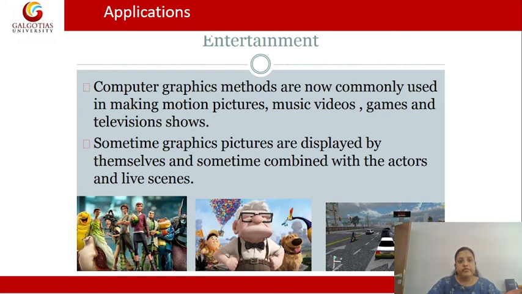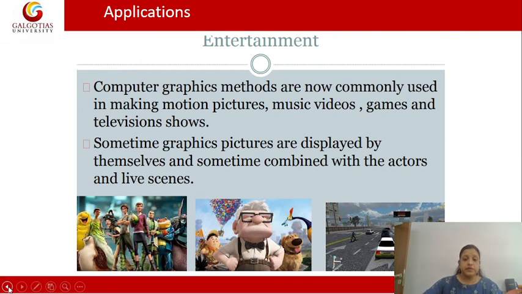The main application of computer graphics is entertainment. Computer graphics methods are now commonly used in making motion pictures. You all know about music videos, gaming technology, television shows, web series. Sometimes graphic pictures are displayed by themselves, and sometimes combined with actors and live scenes.